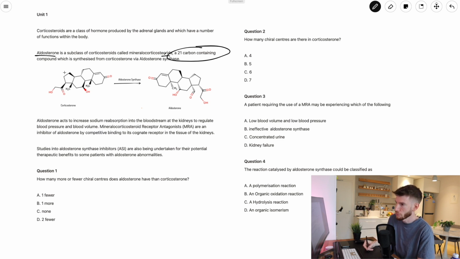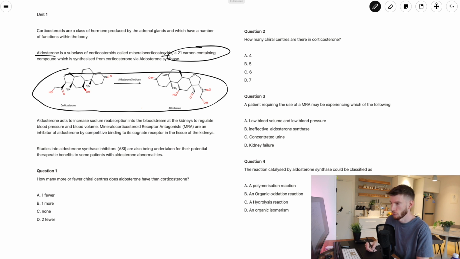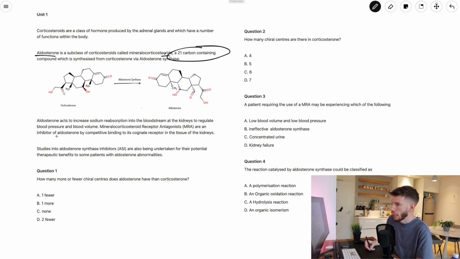Otherwise, I prefer visuals. This makes way more sense to me, and I can probably pull information from that way faster than I could from the sentence. Aldosterone acts to increase sodium reabsorption. So I've got now the function in the bloodstream at the kidneys to regulate blood pressure and blood volume. So all that's connected. And then these mineralocorticosteroid receptor antagonists, or MRAs.